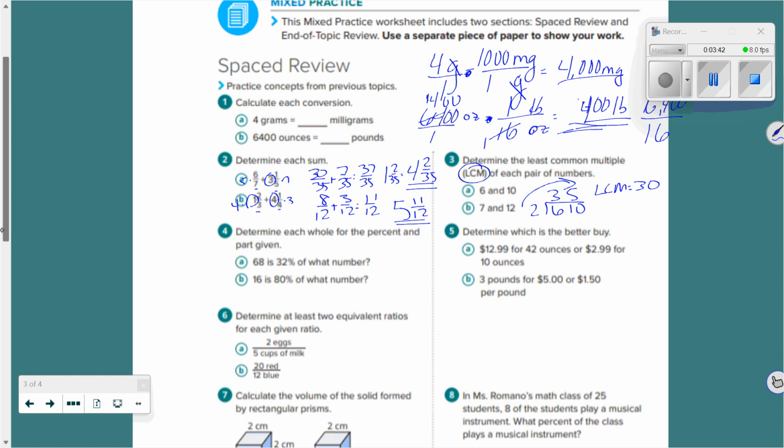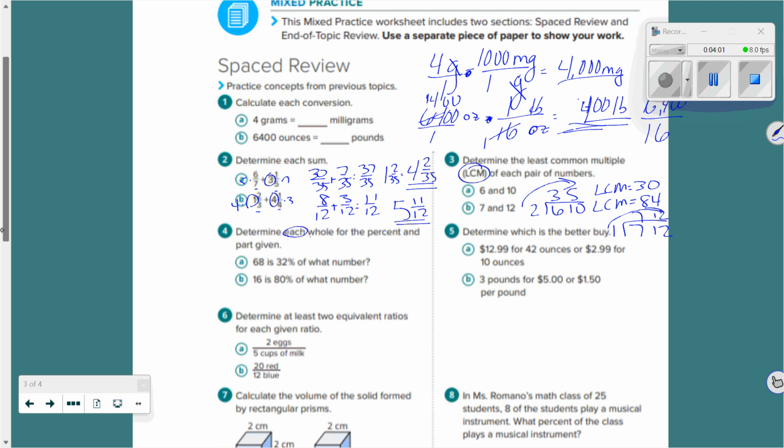My second set, 7 and 12. What goes into both of them? 1. That means I'm just multiplying them. 7 times 12 means my LCM is 84.